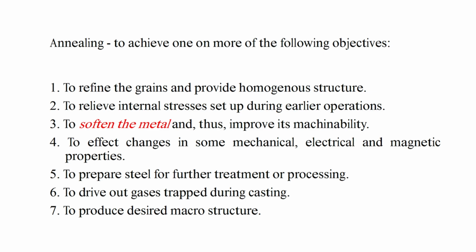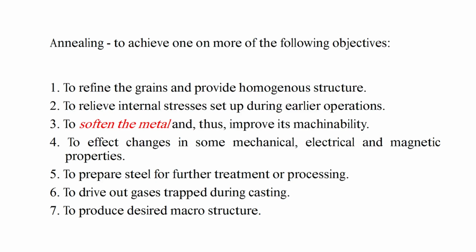So why do we anneal? It's to achieve one or more of the following objectives. 1. To refine the grains and provide a homogeneous structure. 2. To relieve internal stresses set up during earlier operations. 3. To soften the metal and thus improve its machinability.